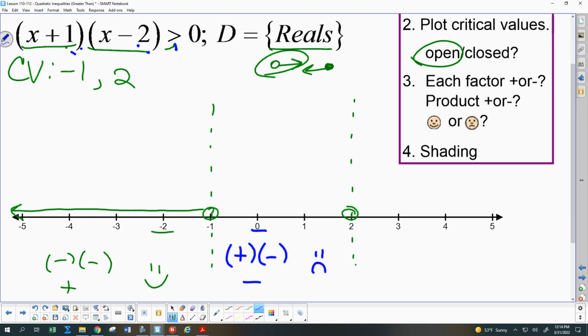Then we go to the last section, and we pick whatever we think is easiest there. I'll pick 3. 3 plus 1, positive or negative? 3 minus 2. Positive times positive is, do we want positives here? So we're happy there, so we shade everything on that part. Anybody with a question there?